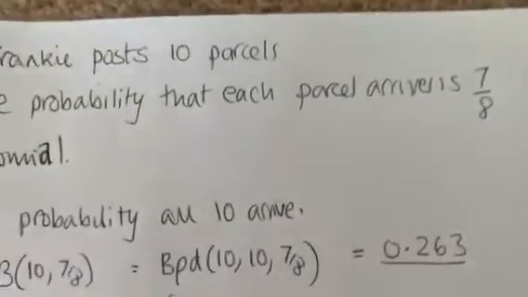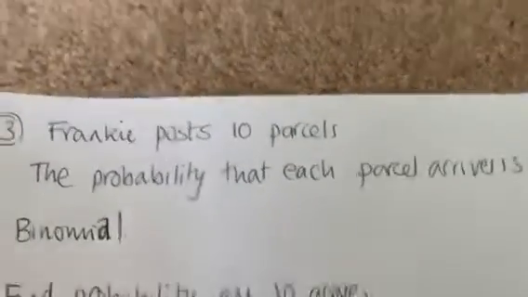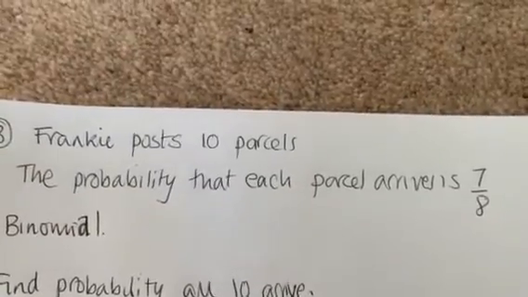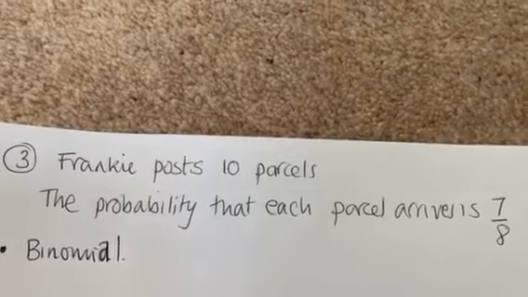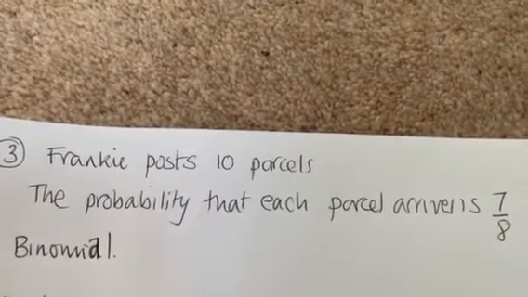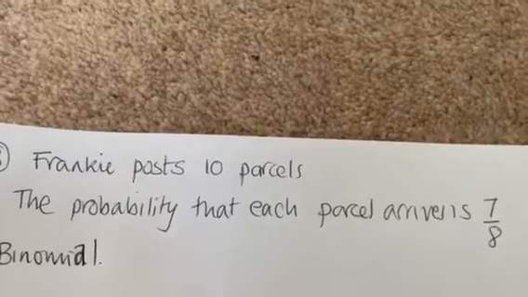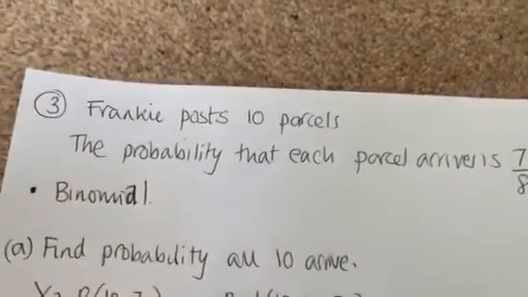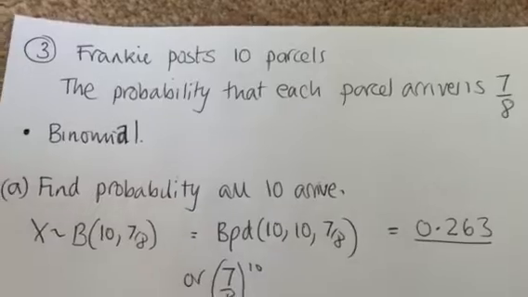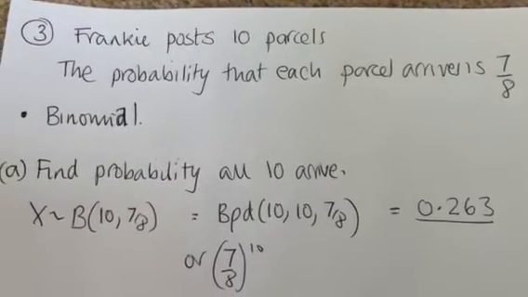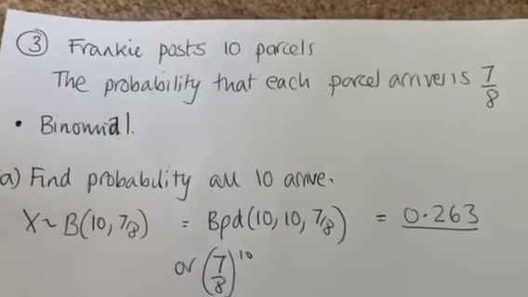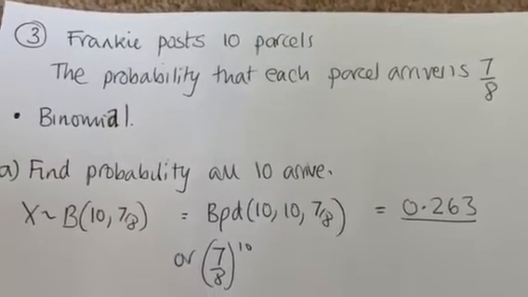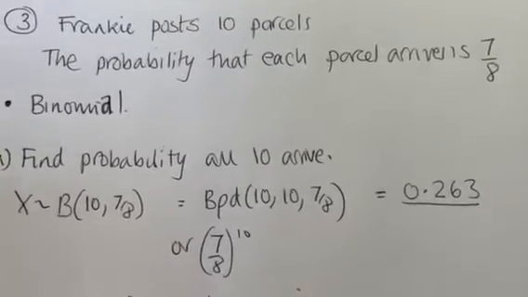Right, this is a good question. So it's where it turns during the question. Frankie posts 10 parcels. The probability that each parcel arrives is 7/8. Right, it's a binomial. You've got a fixed number of repetitions, 10, and the probability of success, i.e. the parcel arriving, is 7/8. So find the probability that all 10 parcels arrive. So that's the probability of X equaling 10. Now I've used BPD here. It's given me 0.263 or 7/8 to the power of 10, whichever you prefer.